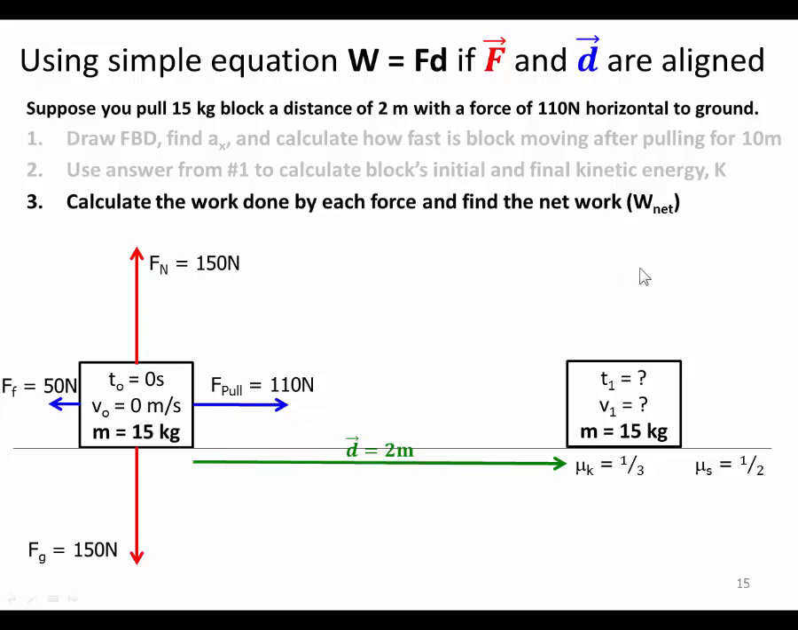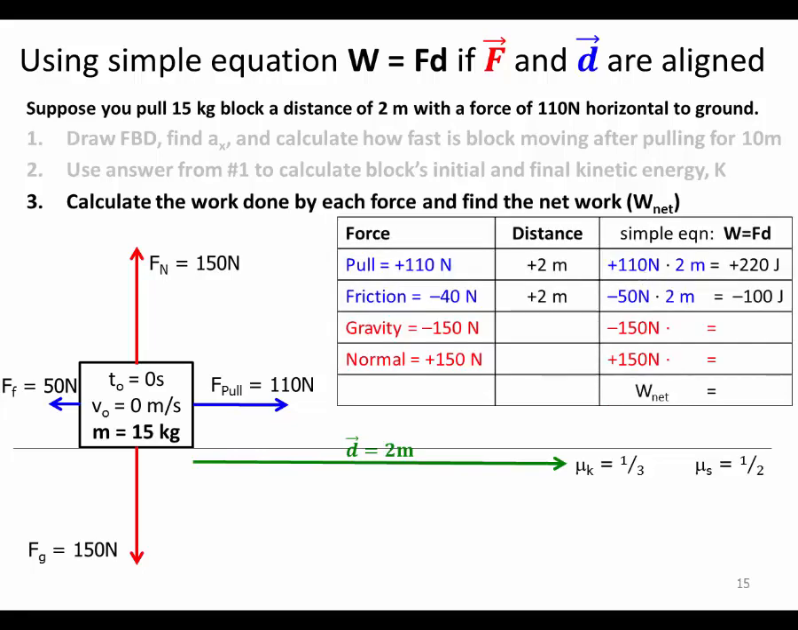So we've got our free body diagram, and I'll organize things into a little table just so we can keep things organized. We have four forces that we're dealing with: a pulling force in the x direction, a frictional force in the negative x direction, and gravity and normal forces acting in the negative and positive y directions. The distance that our pulling force went through was 2 meters, as did our friction. So we can plug those into our equations, and we find out that we did a lot of work pulling the object, 220 joules of work.